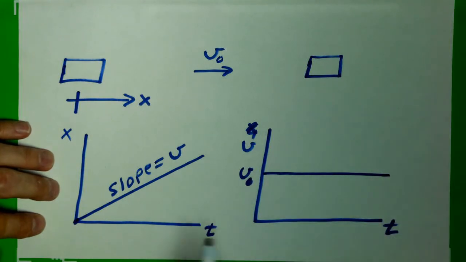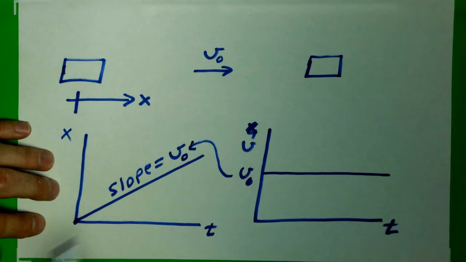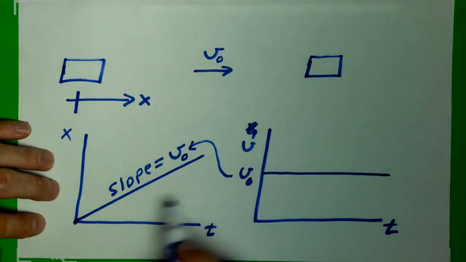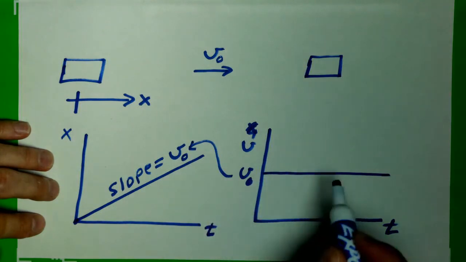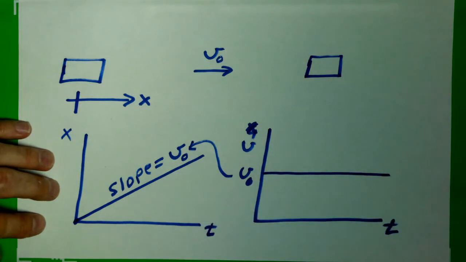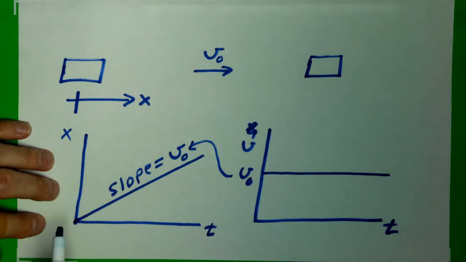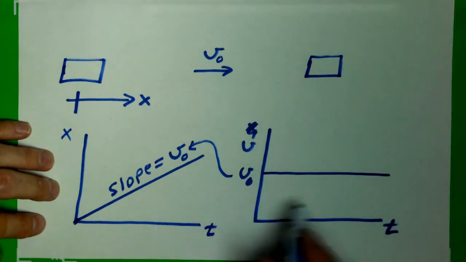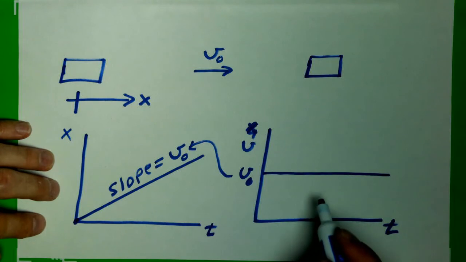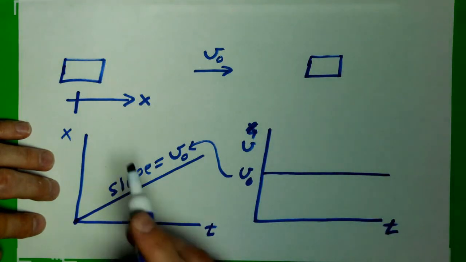It's some value that's not changing, and that is equal to the slope here. Okay? And since the slope here is the same as the slope here is the same as the slope here, the value here is the same as the value here is the value here. And so graphically we can relate these with the slope of a position versus time graph, or the value of a velocity versus time graph. And we can go back and forth. If I know the velocity versus time graph, I can draw the position versus time graph, or vice versa.